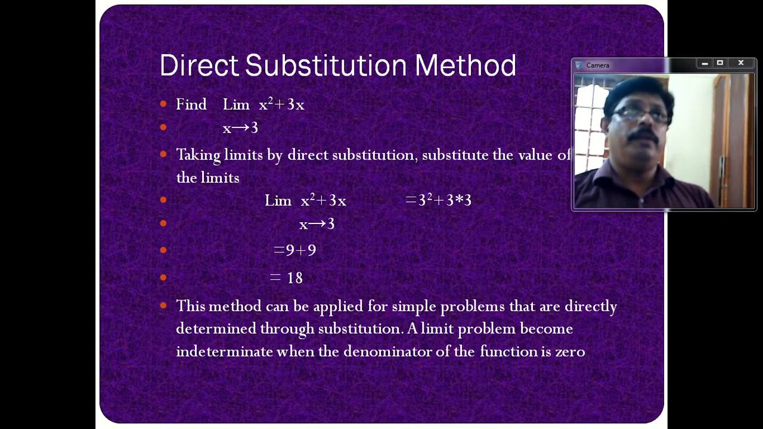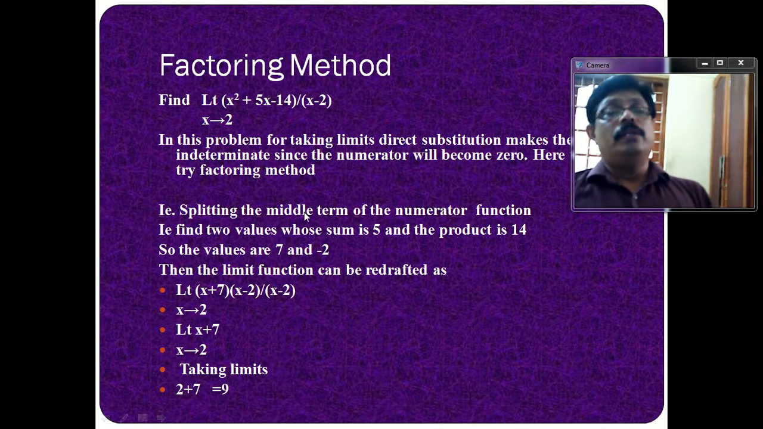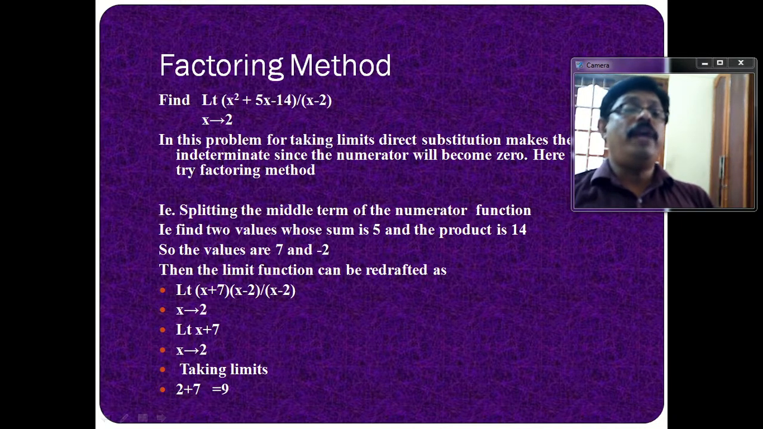For example, a mathematical problem becomes indeterminate when the denominator is 0. So if you have a function expressed as a fraction, p over q, and if q is equal to 0, you cannot define it. q is the denominator. If q is equal to 0, you cannot determine it, because any value divided by 0 is undefined or indeterminate. So in such cases, what do we have to do? There you can apply the first method, the factoring method.